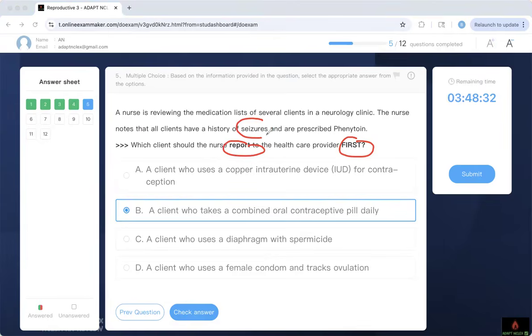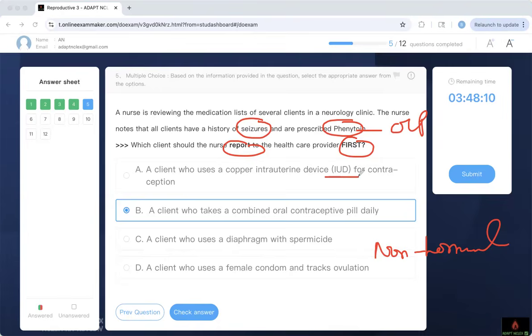first, priority, report. I have a seizure. I'm taking what? Phenytoin. Boom, that should tell you. Phenytoin, an anti-seizure medication. You cannot take oral contraception. You should take non-hormonal, that means you should not have hormones in it. Which of these? The IUD does not have hormones.